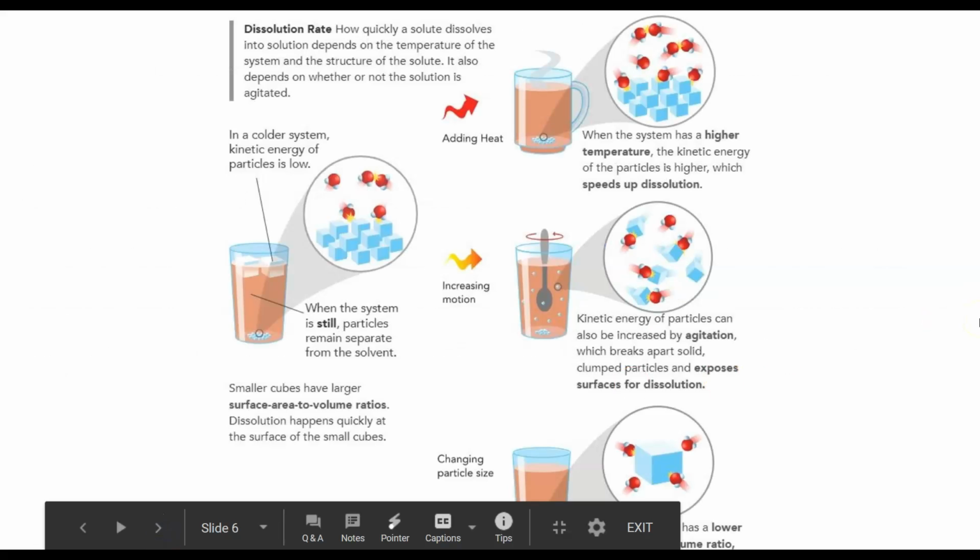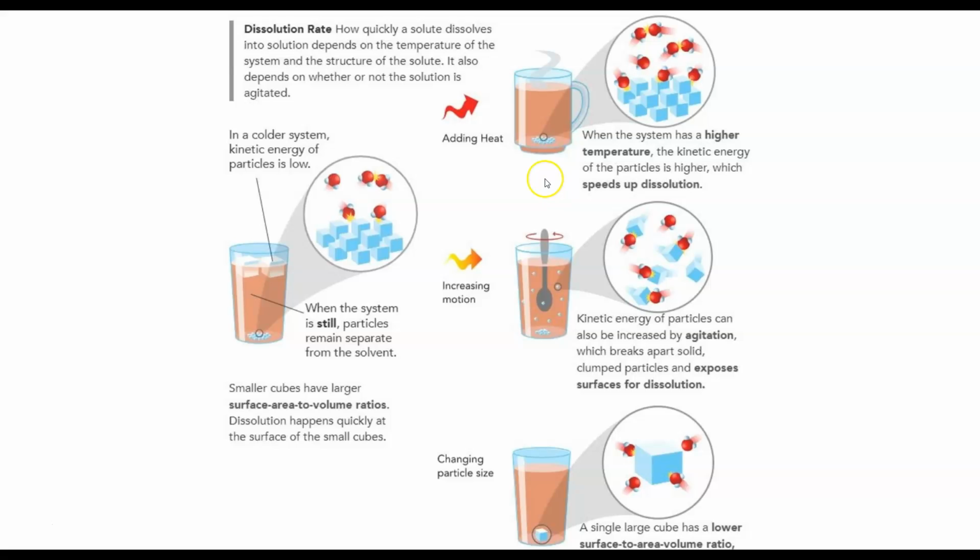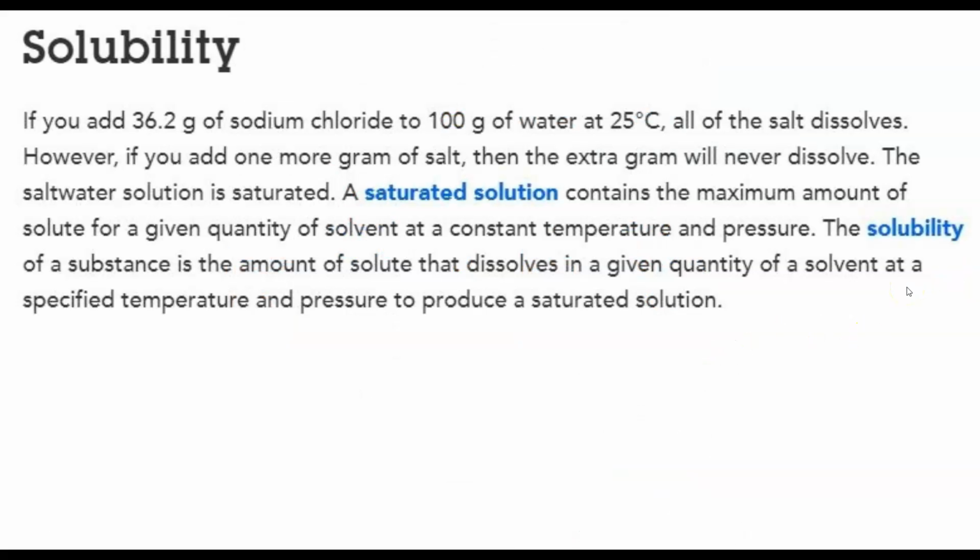Here it's giving you an example. So think again, kinetic energy of the particles. If it's cold, they're moving real slow. They don't mix real well. But if you heat them up, they're bouncing around faster. They're able to dissolve faster. Same thing, by just stirring it, it'll cause those particles to rearrange more quickly.